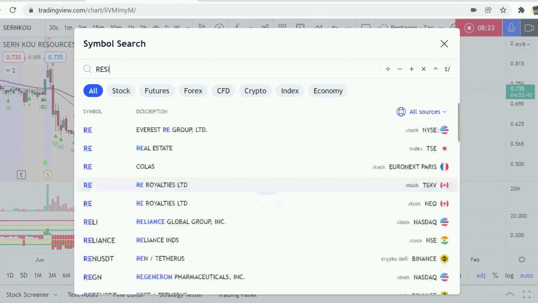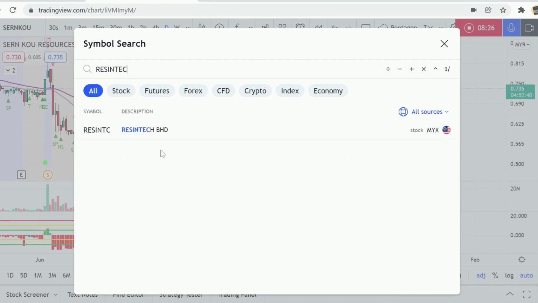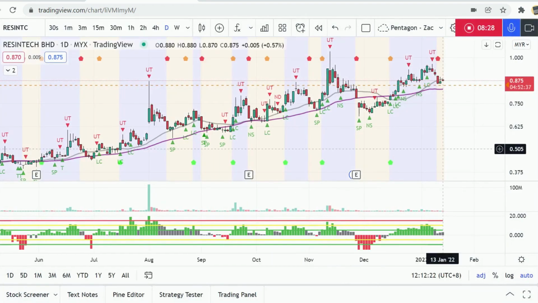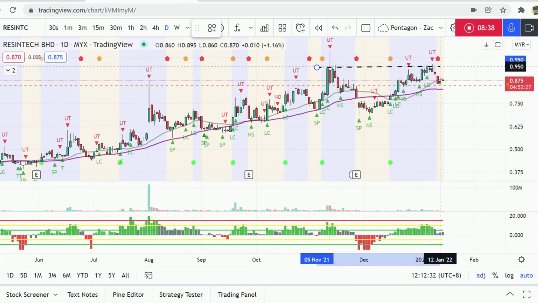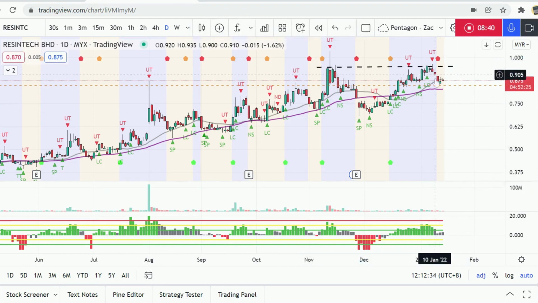Okay, now let's go into RESINTEC. Okay, RESINTEC I didn't really focus recently, but looks like it trading near to the 0 and the green line. Okay, so we have uptrust over here. So as I mentioned, whenever you got uptrust, you got resistance. Okay, so wait for them to make a pullback.